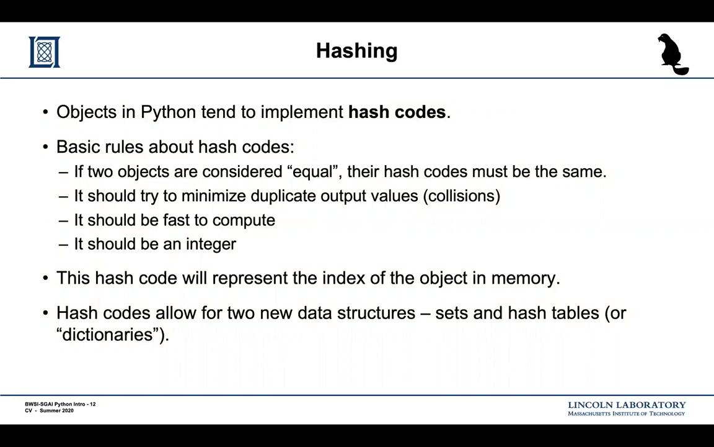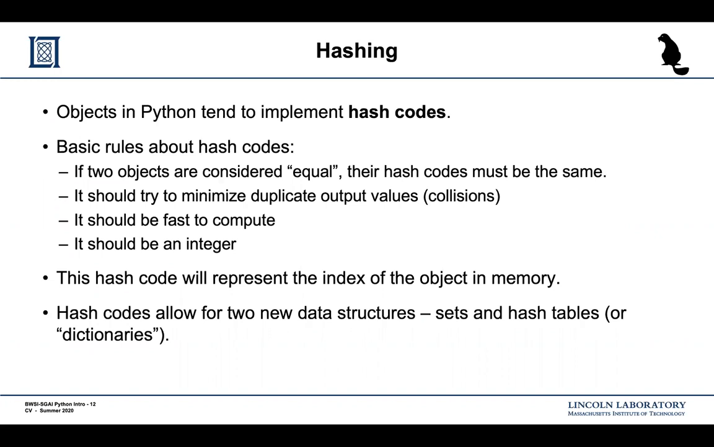But here are some basic rules about a hash code. It's an integer, first of all. If two objects are considered equal, their hash codes must be the same. It should try to minimize duplicate output values. So sometimes you'll have an object that's unequal to another object and their hash codes are the same. That's okay, that's called a collision. You want to avoid making collisions. But you wouldn't want it to go the other way, where two objects are the same, but their hash codes are different. That would be wrong, and that would defeat the purpose.